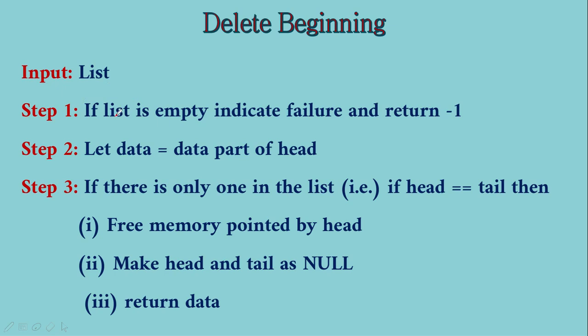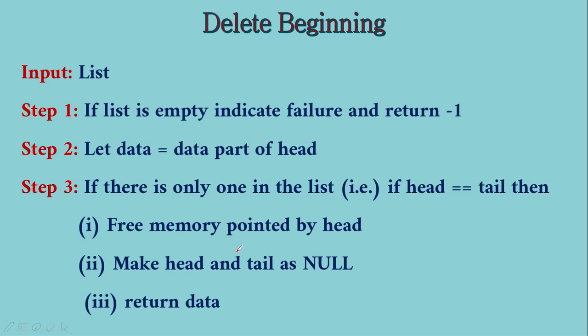Input is the list, and we check in step 1: if the list is empty, we indicate failure and return -1. In the second step, we make data equal to the data part of head, and then check whether there is only one node in the list. That is when head equals tail. This is how we can check whether there is only one node in a doubly linked list.